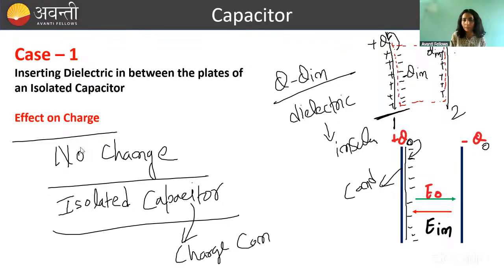Charge constant always. Because dielectric के डालने से whatever charge is getting induced won't be able to travel to the plate, because dielectric is an insulator. From insulator you cannot transfer charge to conductor. There is that insulating gap between these two, so it won't be able to travel there. Okay, so charge will remain constant.